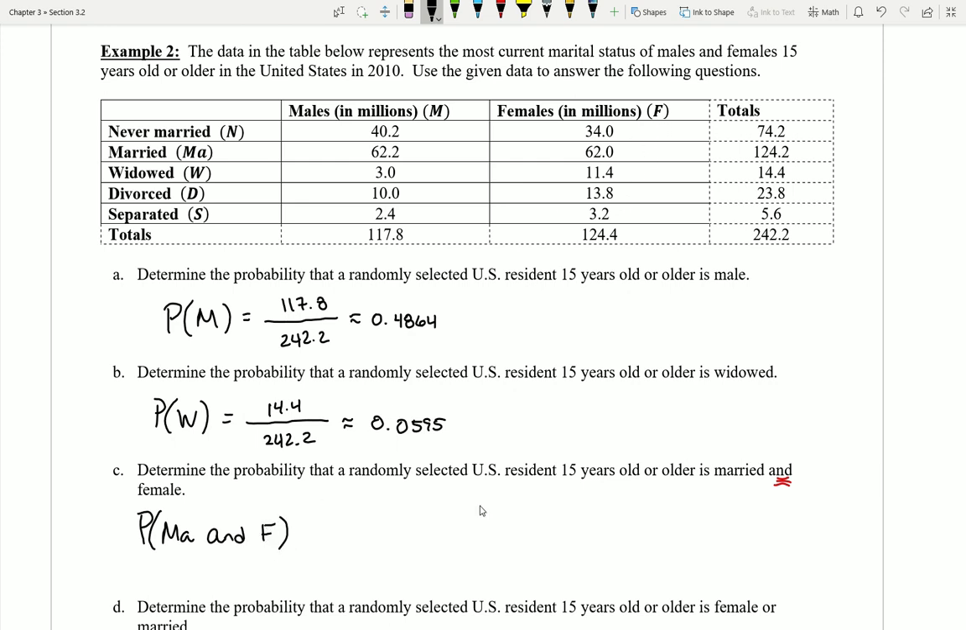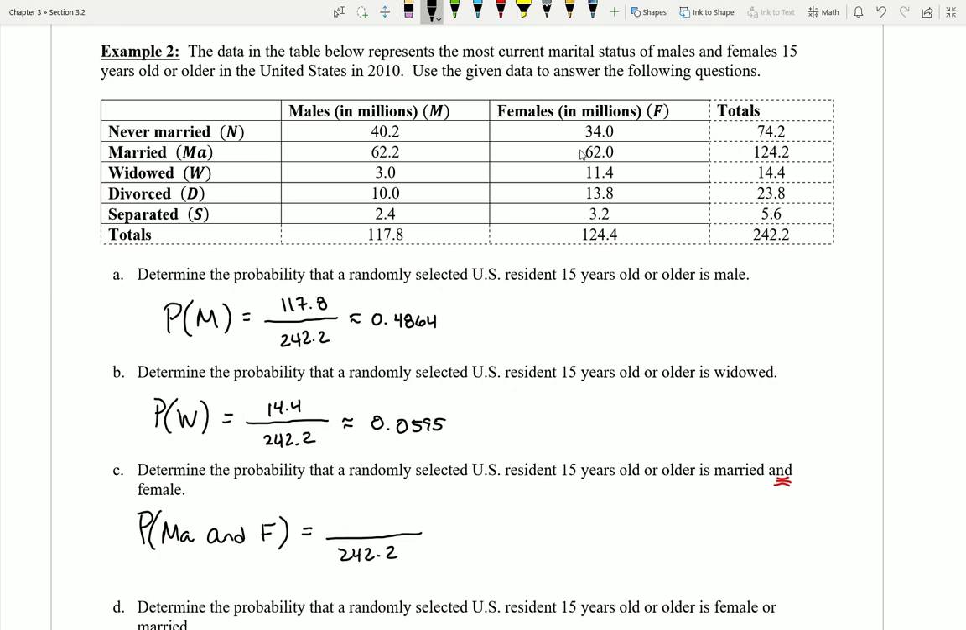Okay, now "ands" again are super easy to calculate here because I just need to go ahead and say that I know there are 242.2 million individuals that I'm picking out of. And where are the people in the table that are married and female at the same time? Remember, that's what "and" means. I'm looking for the overlap of those two categories.